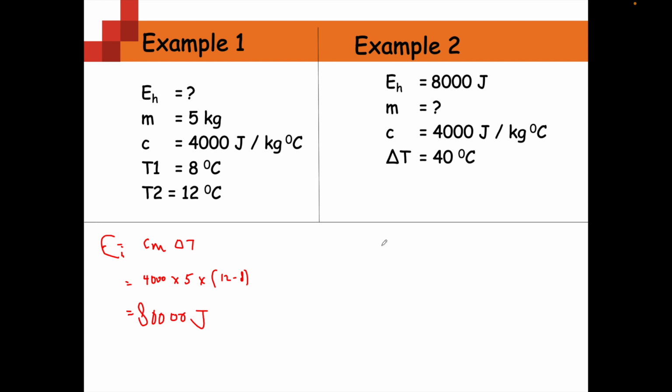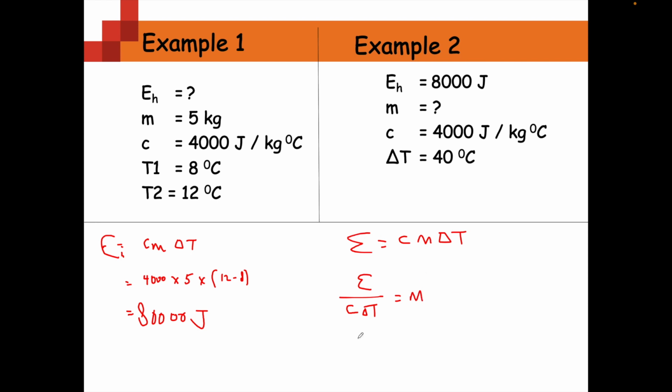well, I can do it. I can just rearrange the formula. I have my energy: E equals C m change of temperature. Of course, to rearrange this formula, I want to keep m, so I'll divide both sides by C and the change in temperature. So I will do E over C and change of temperature equals m. So I've divided both sides.